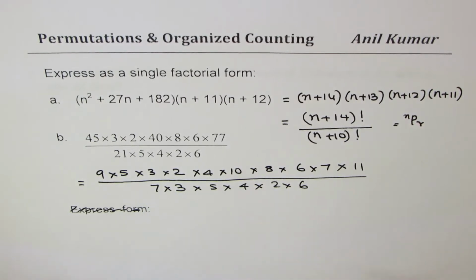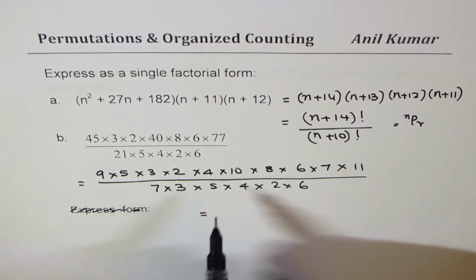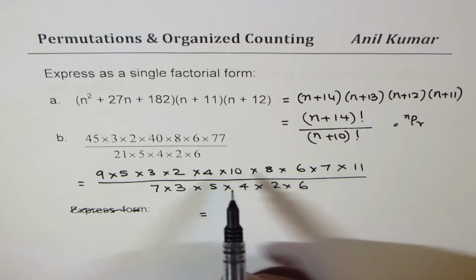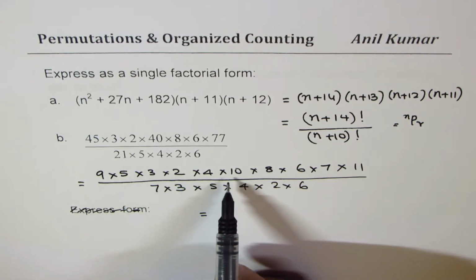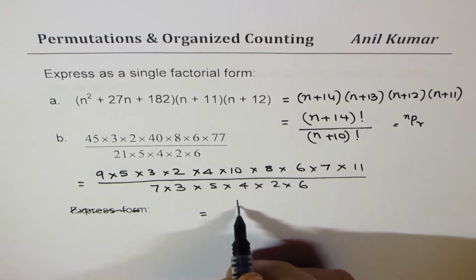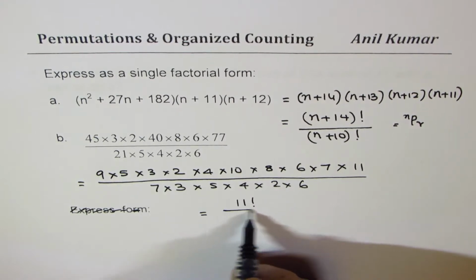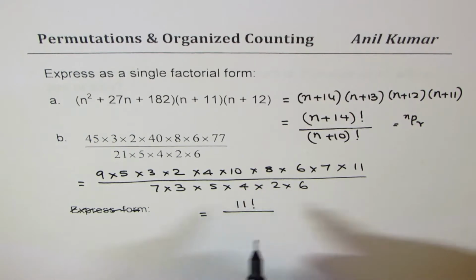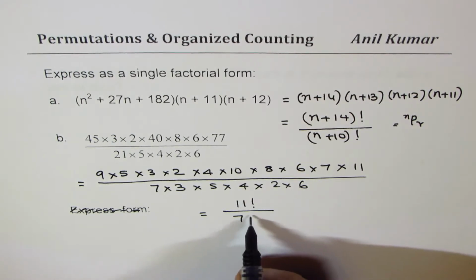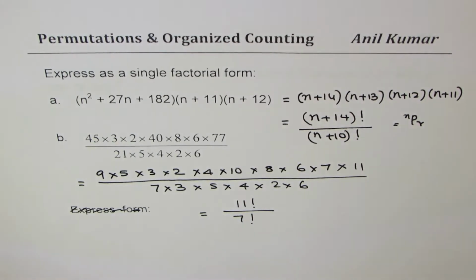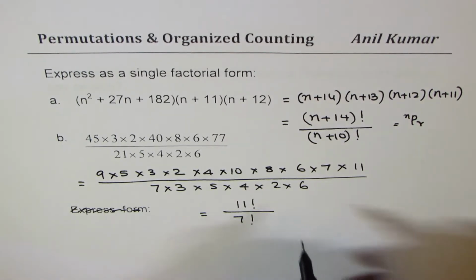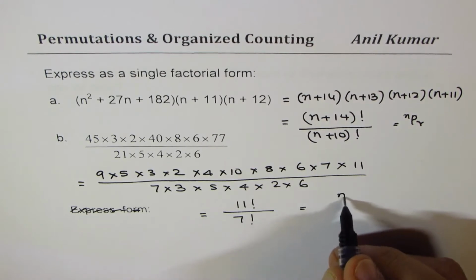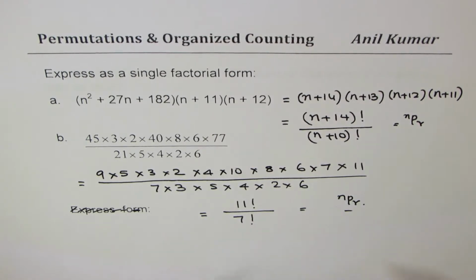So as you can see from here, we could actually write this as we have 11, 10, 9, 8, 7, 6, 5, 4, 3, 2, 1 in the numerator, which is 11 factorial, and the denominator here is 7, 3, 5, 6, 4, 2, which is 7 factorial. So that is how you could write this in factorial form. Again, I'd like you to write this in nPr form, correct? So I'm leaving that for you.